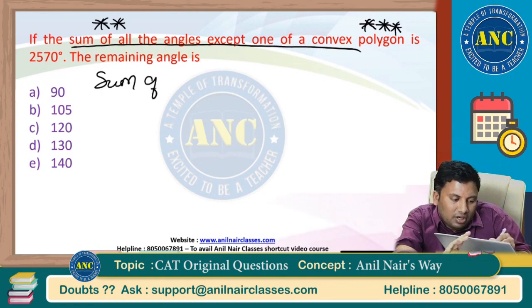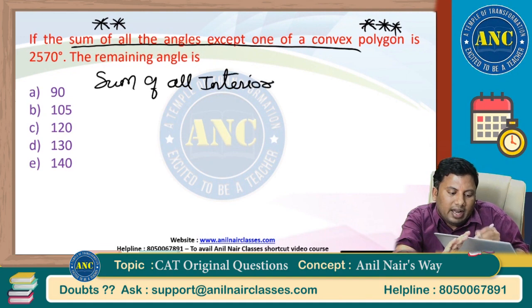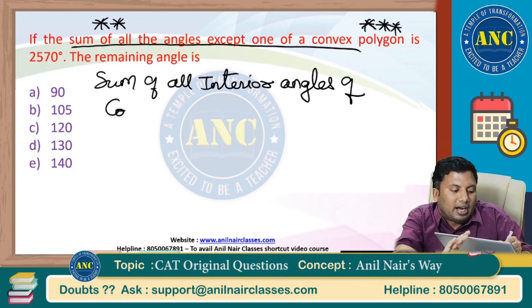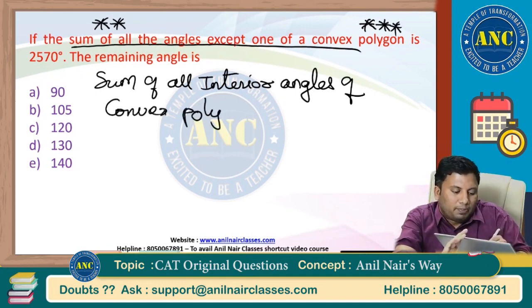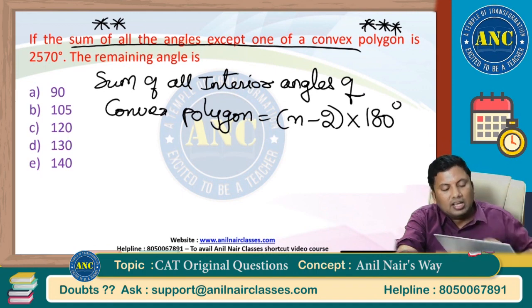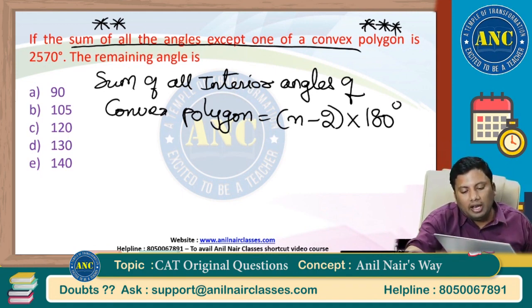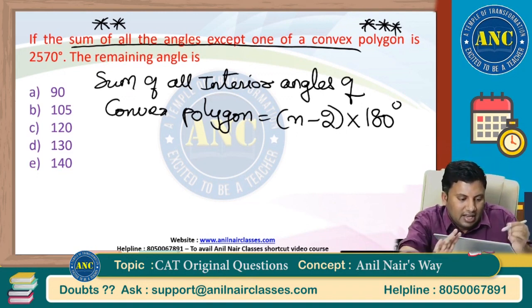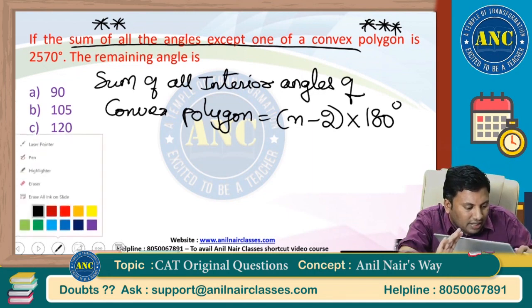First write down the sum of all interior angles of a convex polygon. It is given by n minus 2 into 180 degrees. Sum of all interior angles of a convex polygon is n minus 2 into 180 degrees. First underline this point, sir.